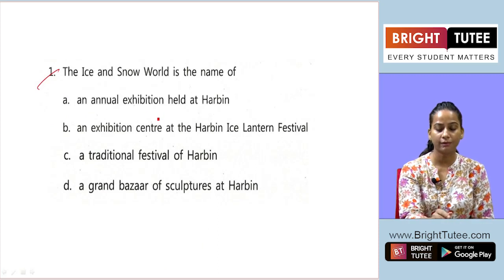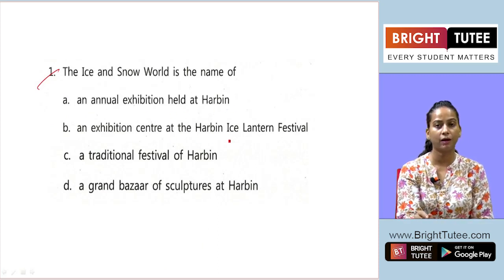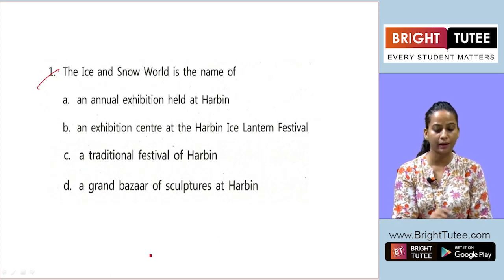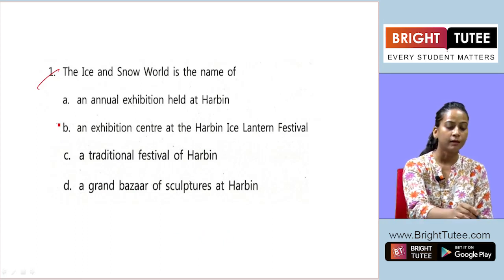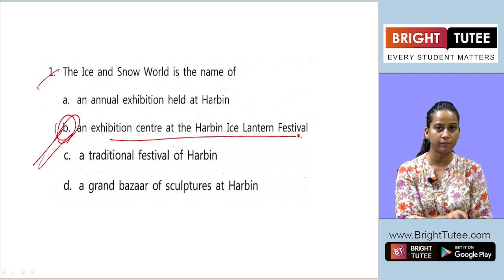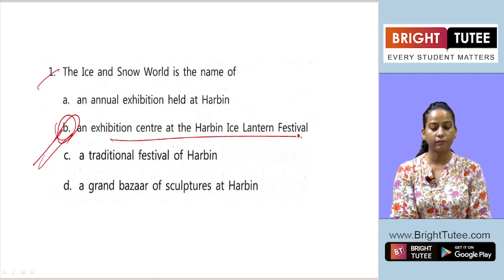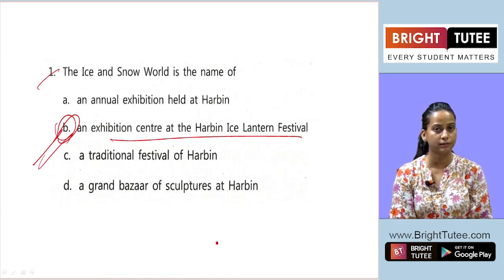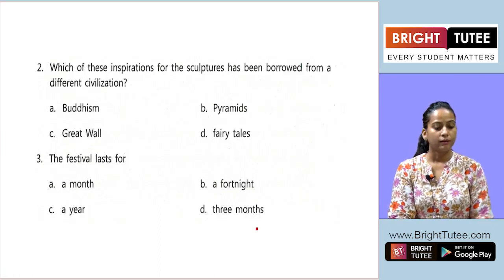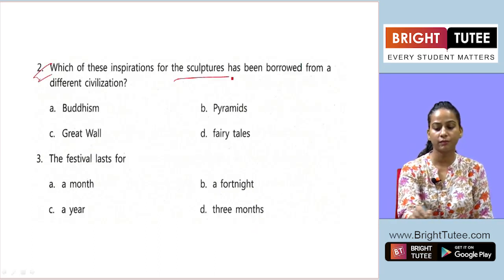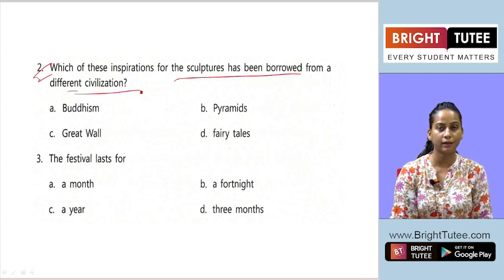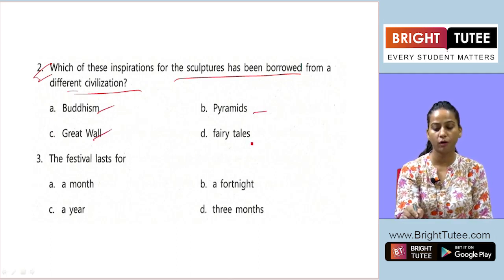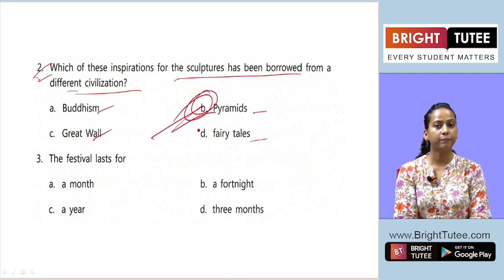An annual exhibition held at Harbin, an exhibition center at the Harbin Ice Lantern Festival, a traditional festival of Harbin, or a grand bazaar of sculptures of Harbin. According to the passage, if you remember the information given there, an exhibition center at the Harbin Ice Lantern Festival is the correct answer. Next one, which of these inspirations for the sculptures have been borrowed from a different civilization? Whether it is Buddhism, pyramids, Great Wall or fairy tales. According to the passage, option B is the correct one.